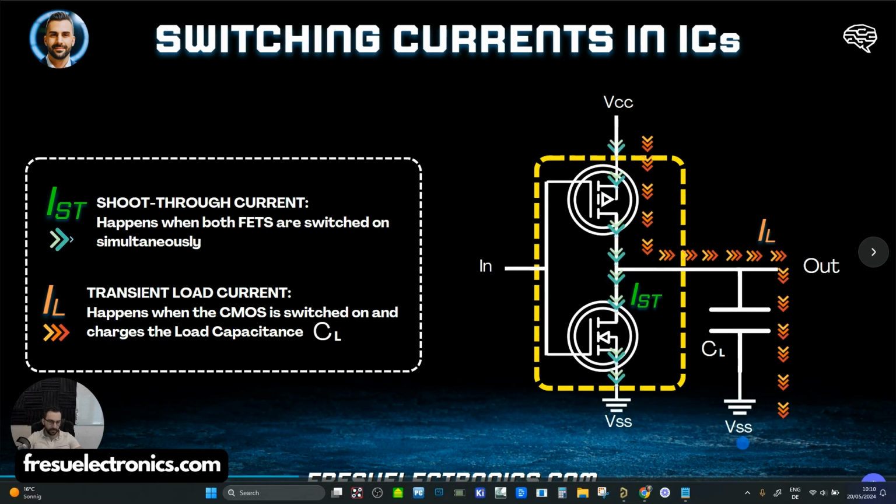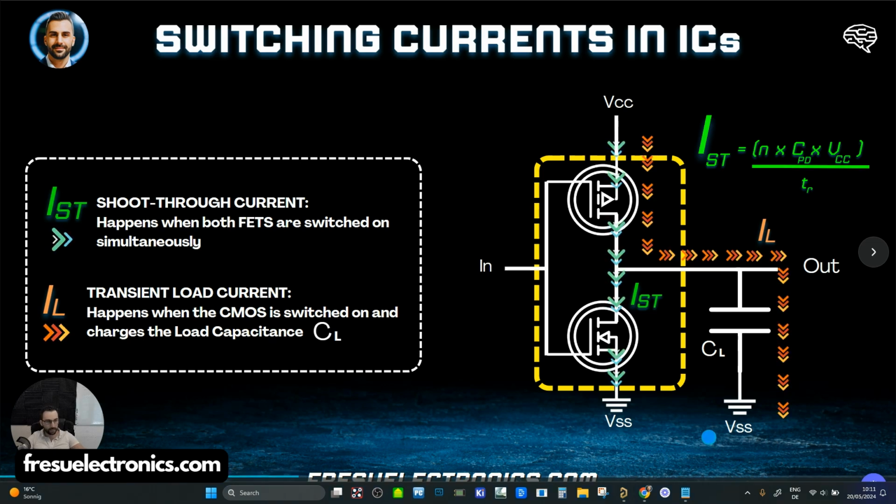Now the question is how we are going to calculate these currents. In order to find IL, we can use this capacitance here, multiplied by the VCC voltage there, divided by the time that it takes for the transient current, and then we can multiply this by the number of logic gates that we have inside the IC. This will give us an estimate of this transient current. Calculating the shoot-through current is a little bit more complex, because usually we don't have this data available in the datasheet of the IC.